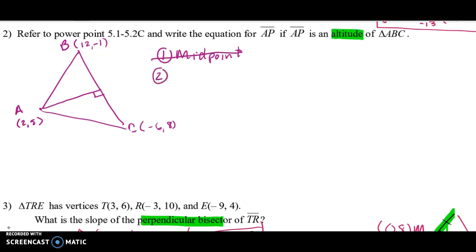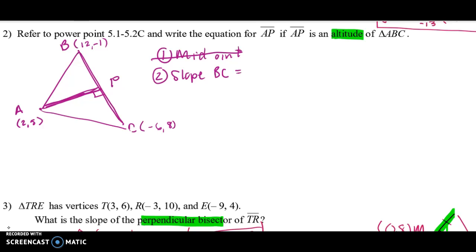So number 2 is to find the slope. We're going to find the slope this time of AP. So when we do that, the slope from BC. The slope of BC we find because the altitude is 90 degrees to that. So if I know the slope of this, slopes of perpendicular lines are negative reciprocals of each other. So I'll find the slope of BC. Once I have that, then I have the slope of AP because it's perpendicular.